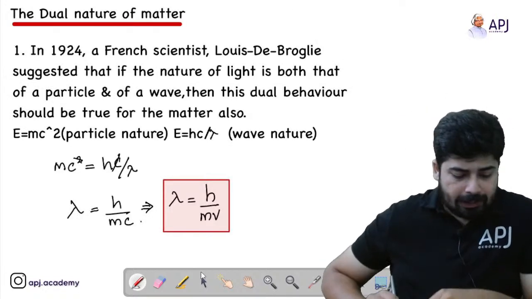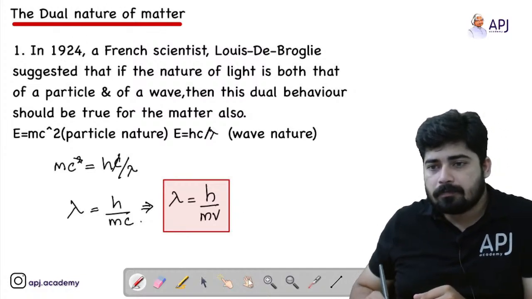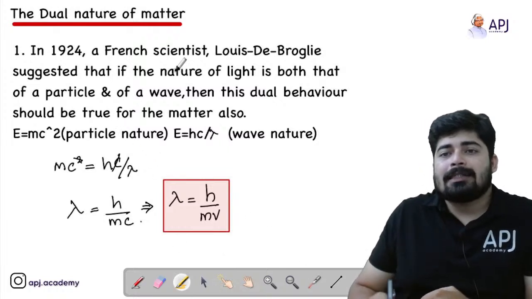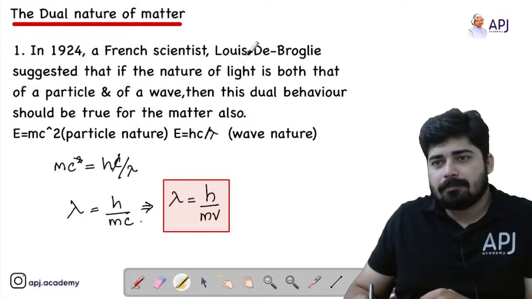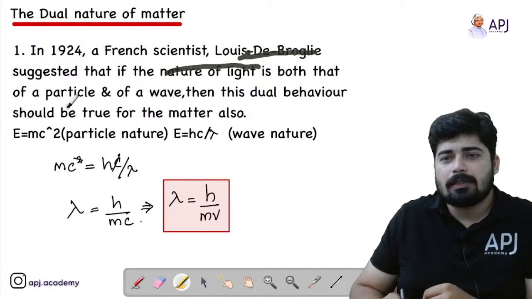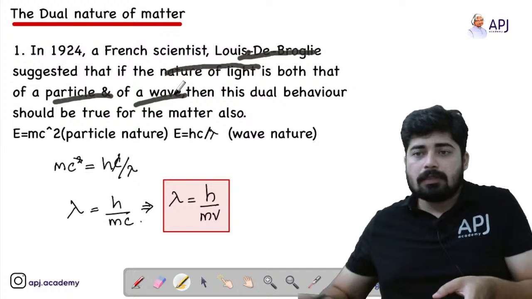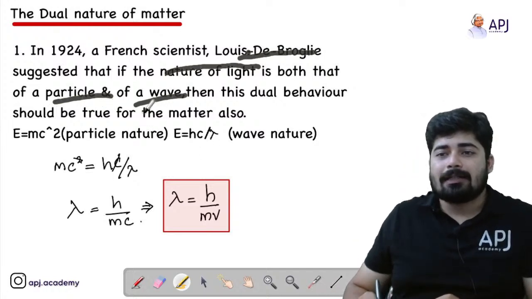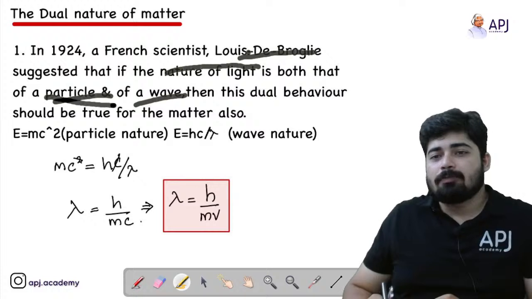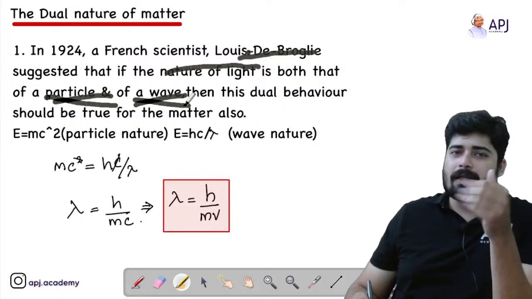Now, coming to the dual nature of matter. In dual nature of matter, you can read it here that in 1924, a French scientist whose name is Louis de Broglie suggested that if the nature of light is both that of a particle and a wave. See, de Broglie is suggesting that if the nature of light is both particle as well as wave, that means we know that the nature of light is both particle as well as wave nature.